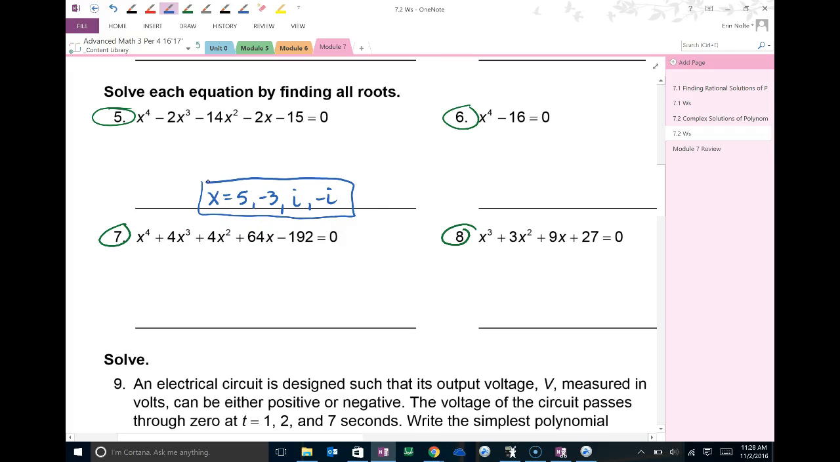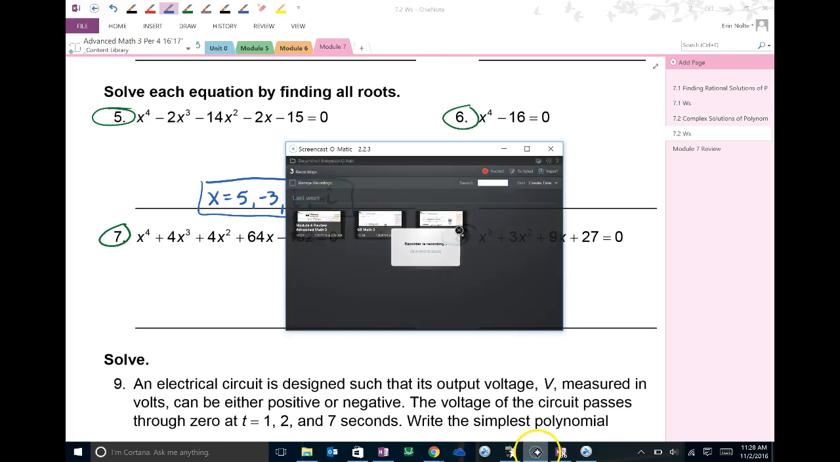Pretty good? So you only have to do 4 on this. I'll give you the rest of them on Friday to finish. I do have a review, but it's a short review. It's just a Module 7 review, so it's nothing new.